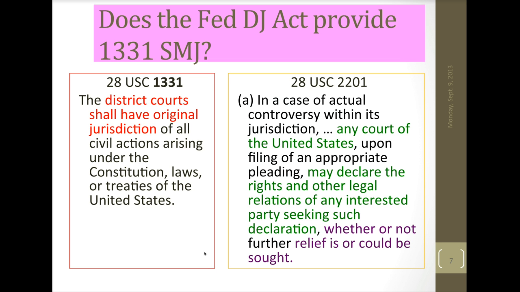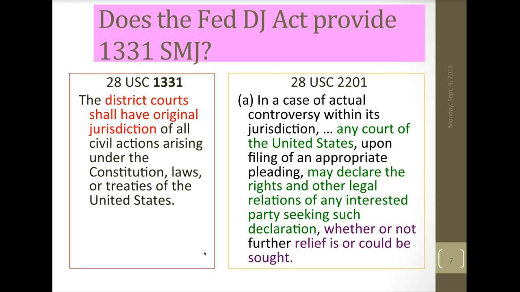So there's no federal SMJ, but on the right, you see that any court of the United States, in other words, a federal court, such as a federal district court, may do the things in green. They declare rights and legal relations of interested parties seeking the declaration. In other words, the federal court may declare that certain parties have certain rights vis-a-vis each other. Now, the part in purple explains that the court has the right to declare even if the person seeking declaratory judgment has no right to relief. For example, in the Microsoft case, Microsoft is not entitled to money damages because it doesn't have a claim. The person who has a claim is actually the declaratory judgment defendant.